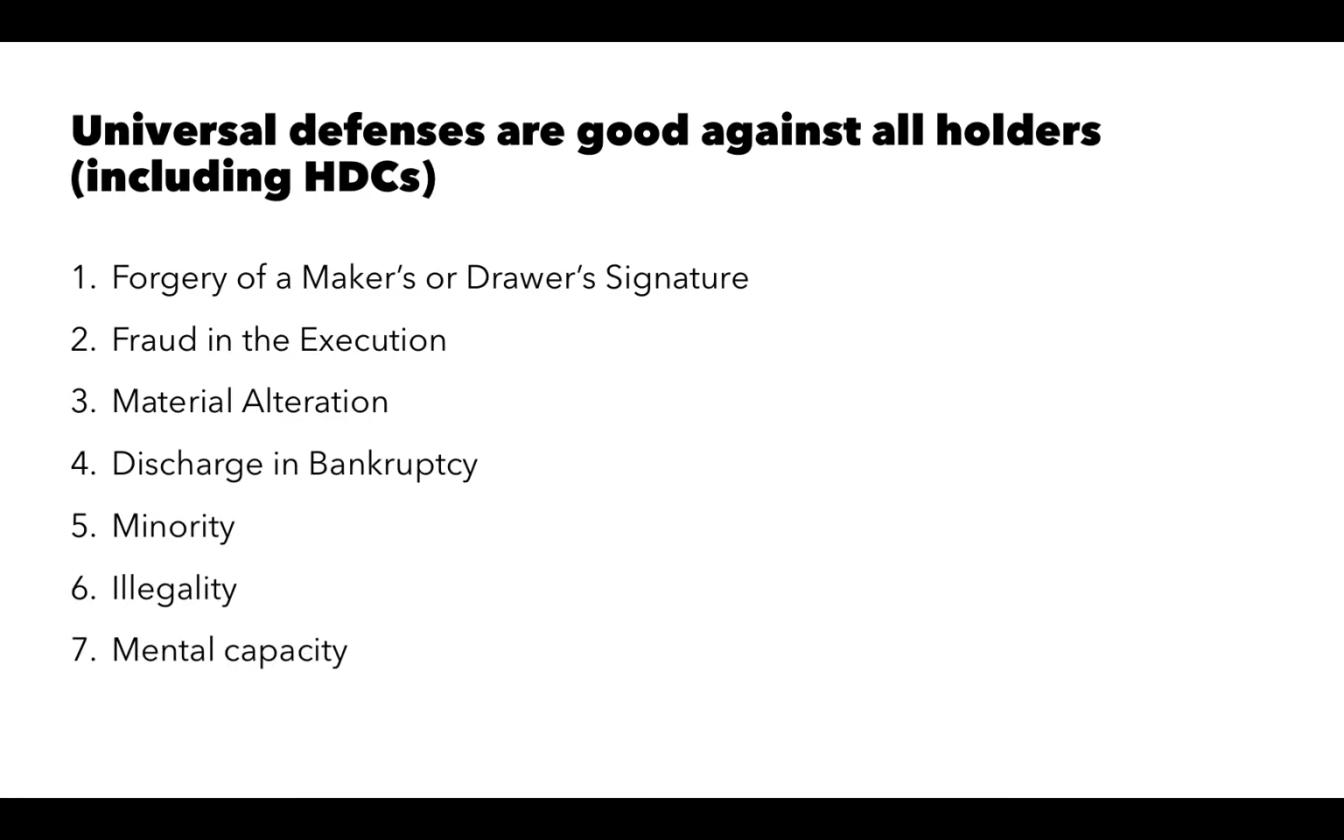Mental capacity, also any instrument made or issued by a person that has been adjudged to be mentally incompetent, is void and therefore unenforceable by any holder, including a holder in due course. And finally, extreme duress, any instrument that is signed and issued under immediate threat of force or violence is void and unenforceable by any holder, including holder in due course.